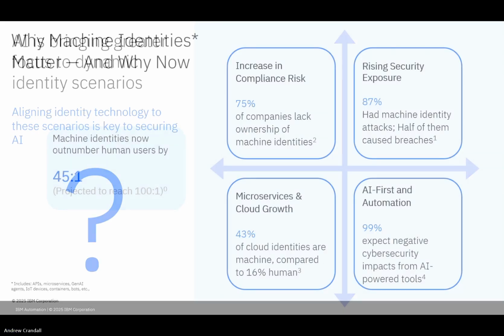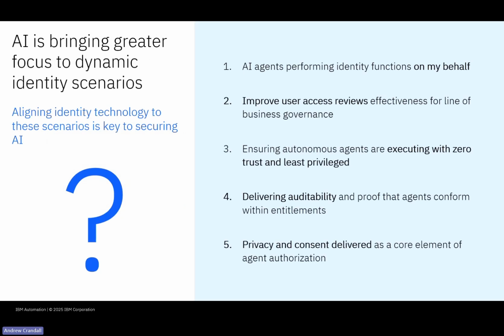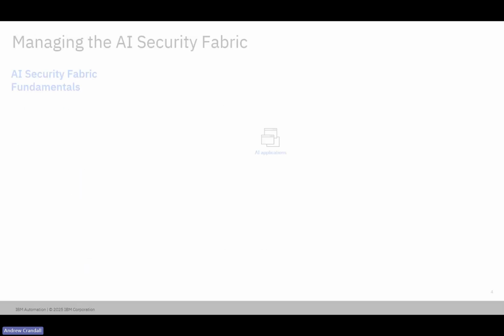And so how are we looking at bringing a strategy that helps us to focus on more dynamic scenarios, right? As I was mentioning, AI agents are now doing things on my behalf. I need to have better ability to do access reviews. We need to be able to do zero trust, so do authentication close to the actual decision, and then we need to deliver that auditability while maintaining privacy and consent regulations that are core to the governing principles like GDPR and CCPA. So at IBM, our perspective is basically securing the identity fabric.